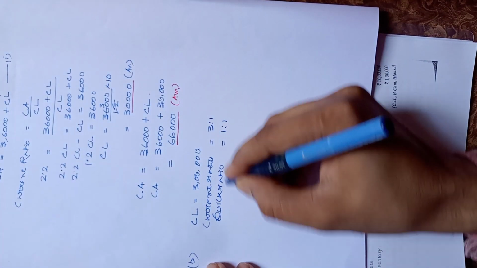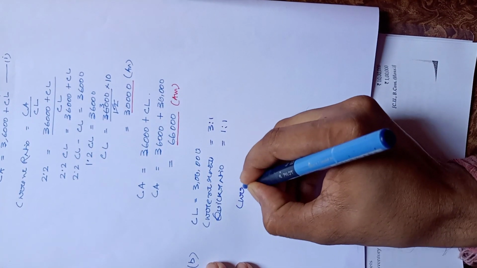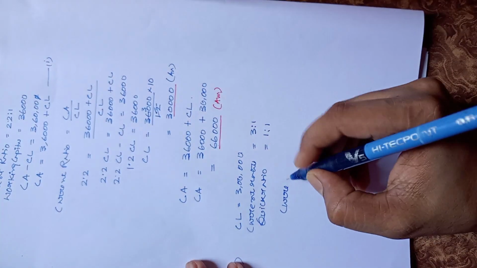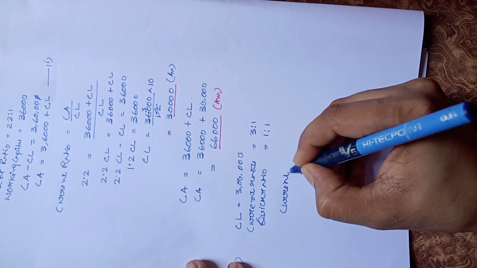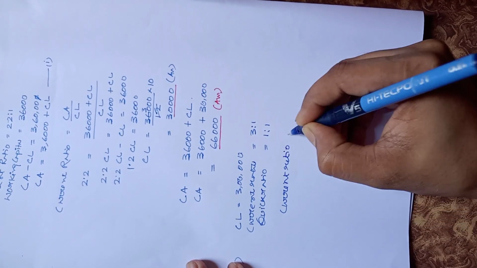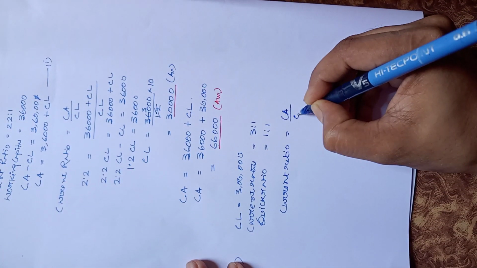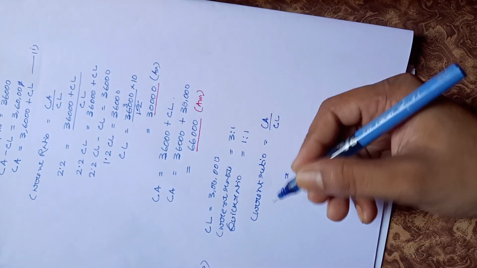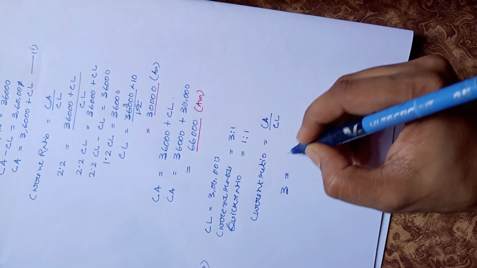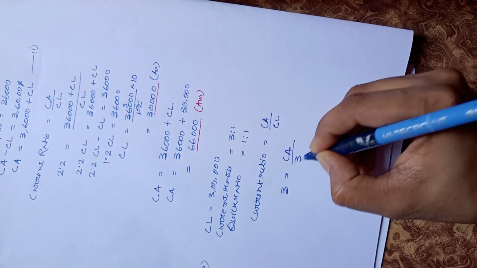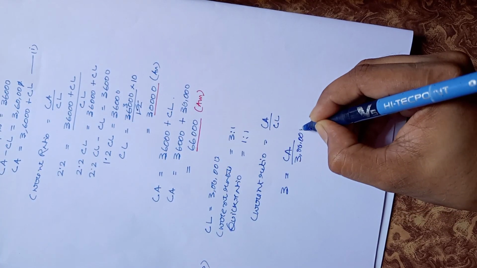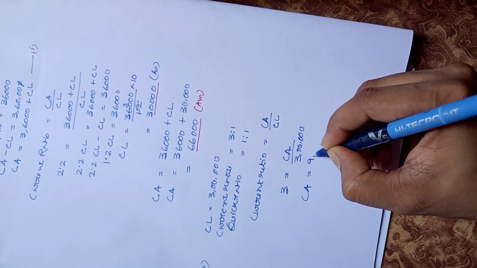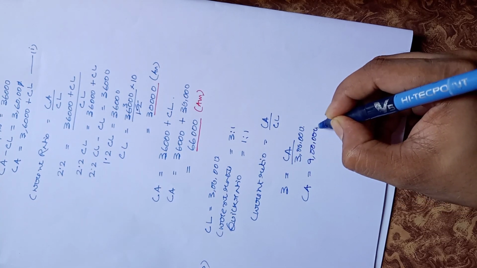So as we all know, the current ratio means current assets by current liabilities. We know the current ratio is 3:1, which means we can write it as 3. We don't know the current assets, but we know the current liabilities, it's 3 lakhs. So as a result, the current assets is 9 lakhs.